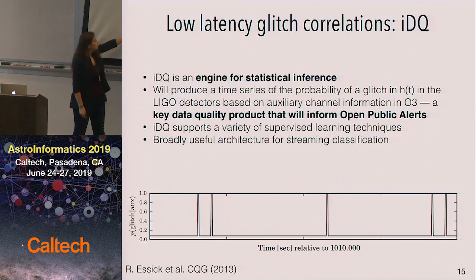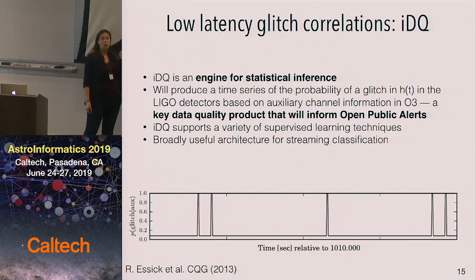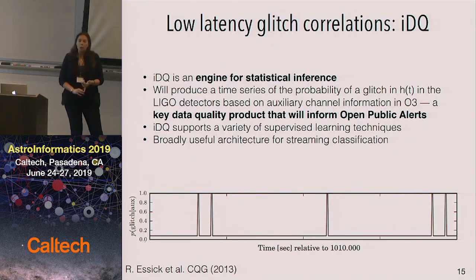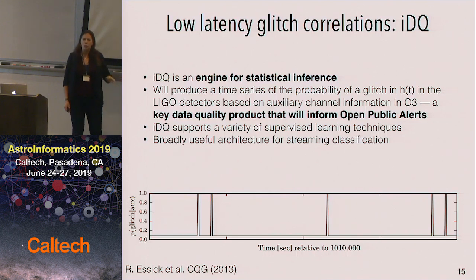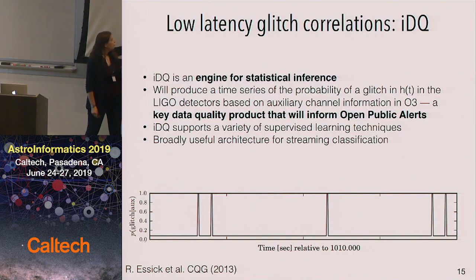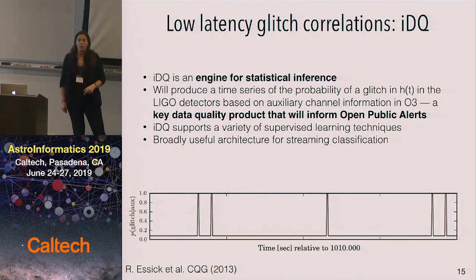So this is essentially a time series of the probability that there's a glitch in your gravitational wave strain channel, given the information in the auxiliary channels that measure the environment, the behavior of your detector, the power in your photodiodes, the control signals that you're using to push on your mirrors. 200,000 different time series could go in here. This is down selected to on the order of hundreds of channels. But essentially, you get as a function of time the probability that there's a glitch in H of t without taking any information about H of t itself.